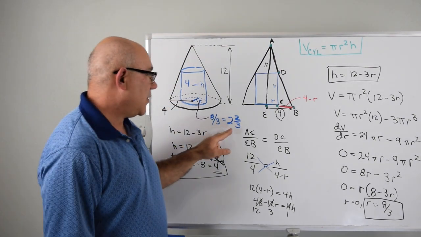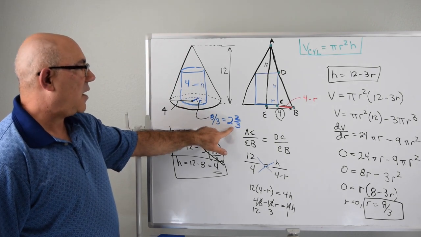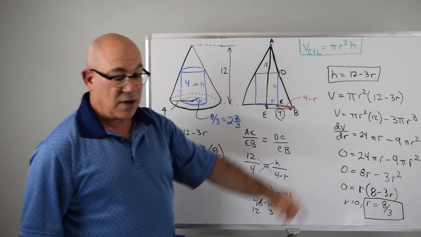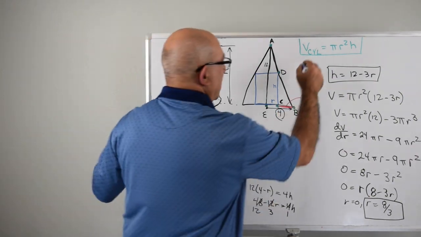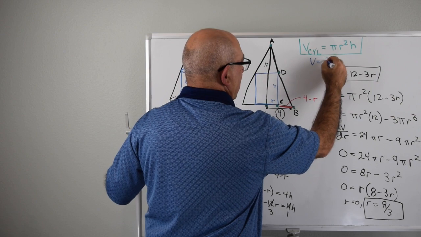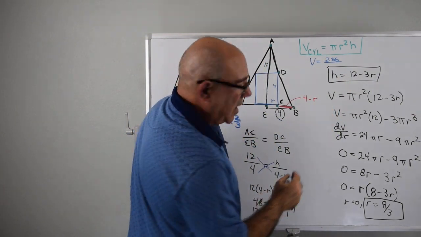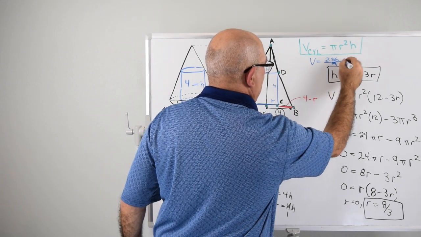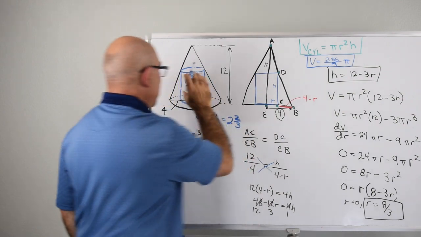If you want to find out the volume, you can simply take this height and this radius and plug it in here, and you can calculate the volume. I'll let you do that on your own, but I'll tell you what it is. The volume equals 256 over 9 times pi. And that is the maximum volume of that cylinder.